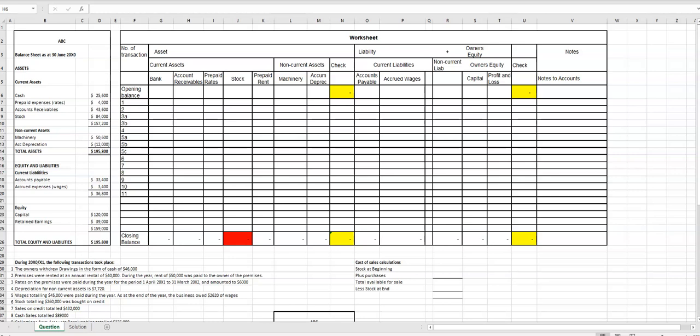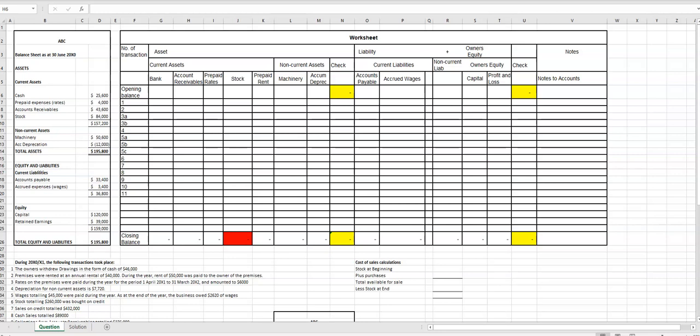statement and balance sheet. The first thing to bear in mind when looking at an exercise such as this is that it can look quite daunting with the previous year's balance sheet, a large worksheet template and a series of transactions to go through. However, as we work through this exercise, I hope you'll see that it's just a matter of walking through each step one at a time.